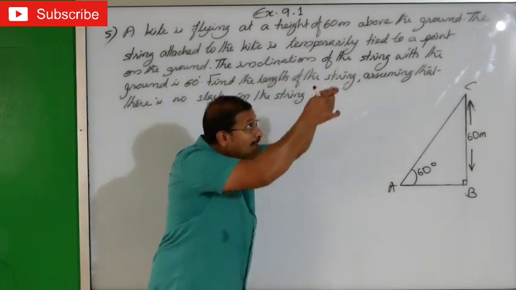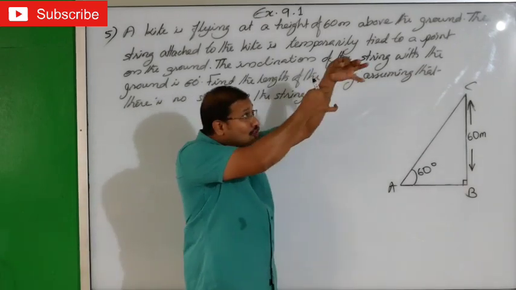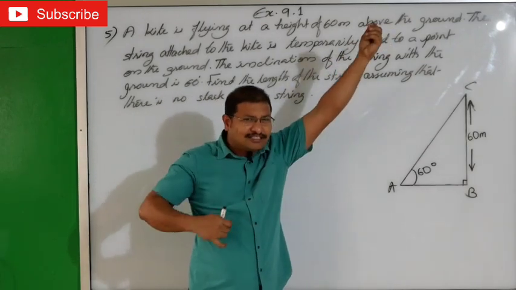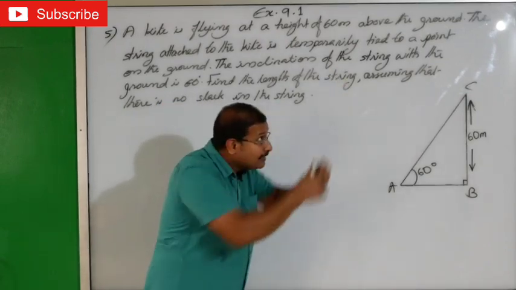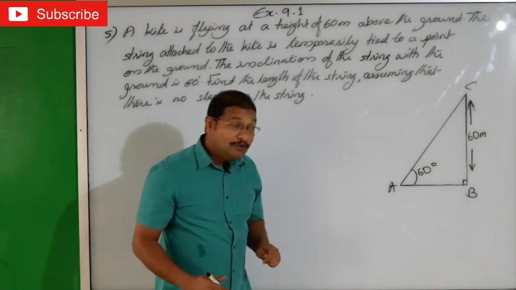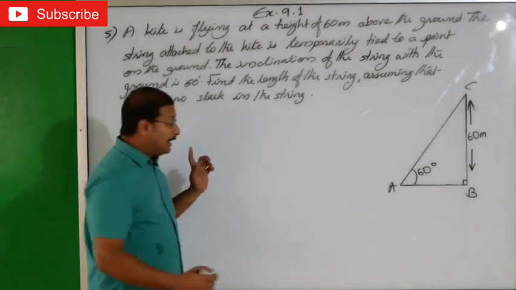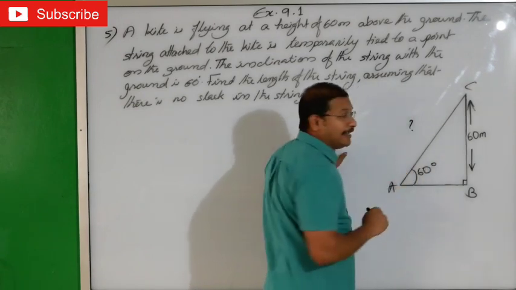And there is a string. Isn't it? And the string, there is no slack. Straight, that's the meaning. So what do you want to do? The string and the ground make an angle of 60 degree. Now what do you want to do? Length of the string. Ready? Length of the string means AC is the string. So this length you have to find out.